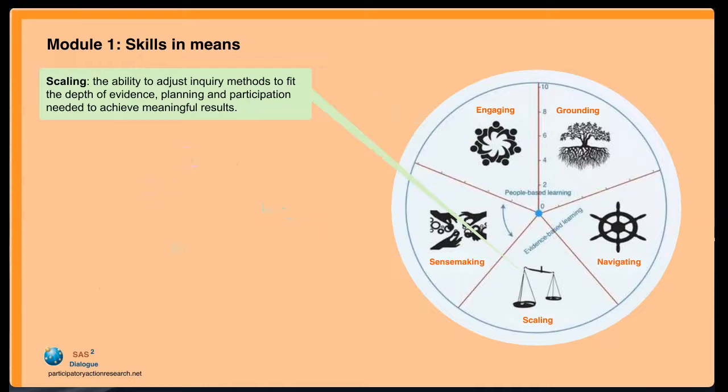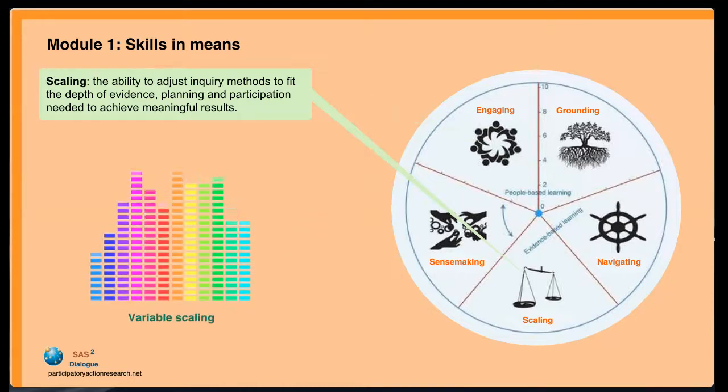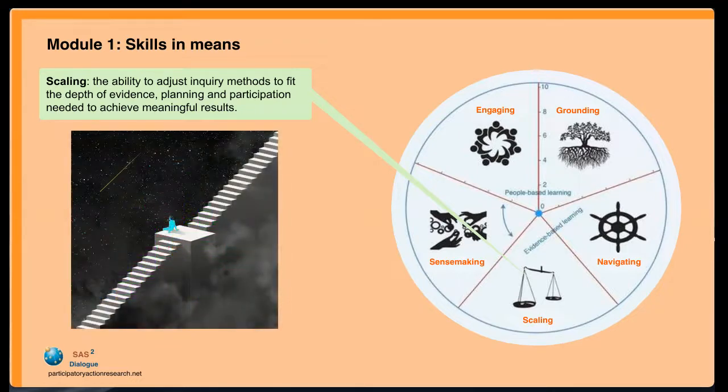Scaling an action inquiry to the right level of detail is another critical skill. The methods used must fit the situation with respect to the depth of evidence mobilized or collected, the detail of planning, and the level of participation needed to achieve results. Among other things, scaling helps define the right level of abstract or concrete thinking needed to move forward.